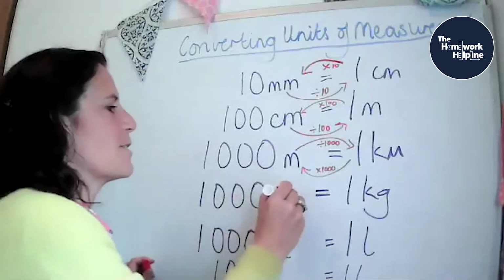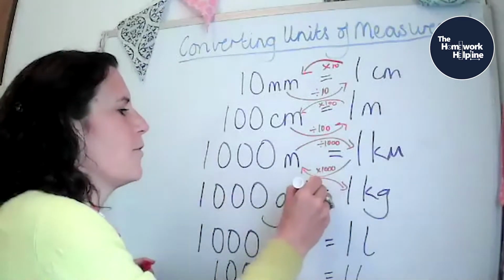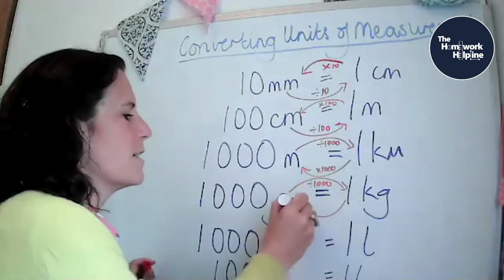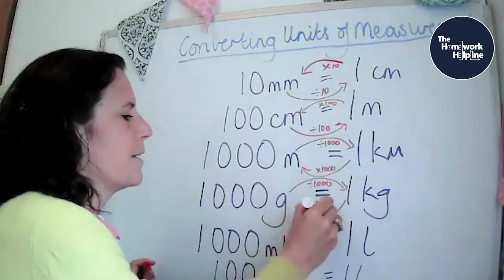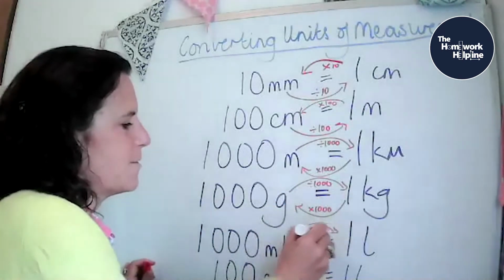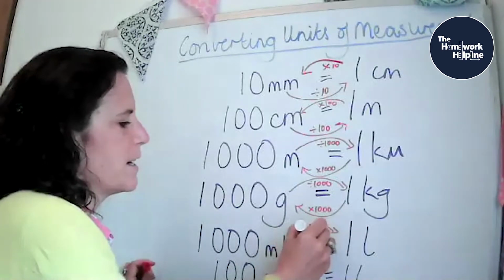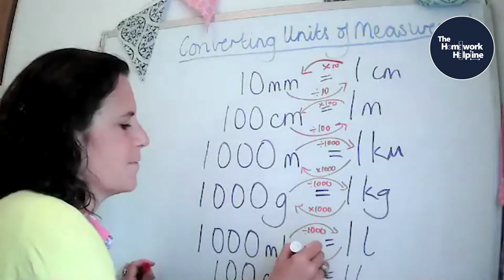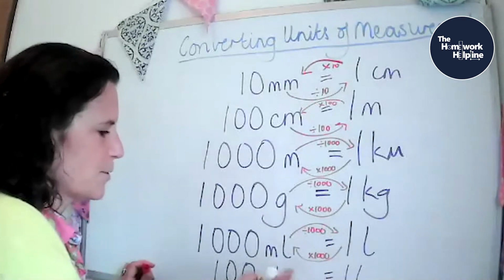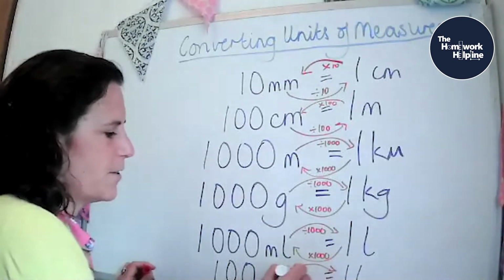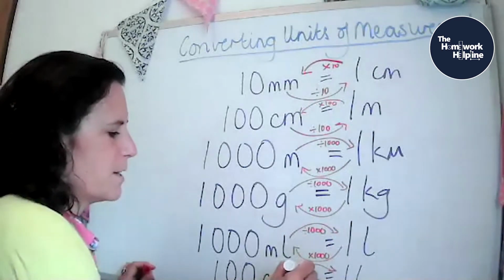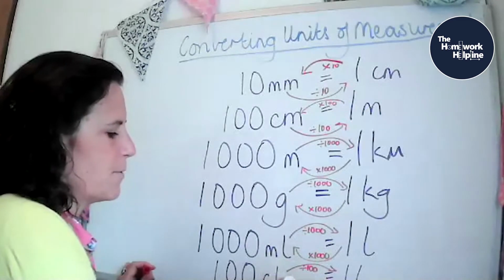And you can fill the rest of these in. So divide by 1,000, times by 1,000. Divide by 1,000, times by 1,000. Now, this last one, we're back to hundreds, aren't we? So divide by 100 and times by 100.